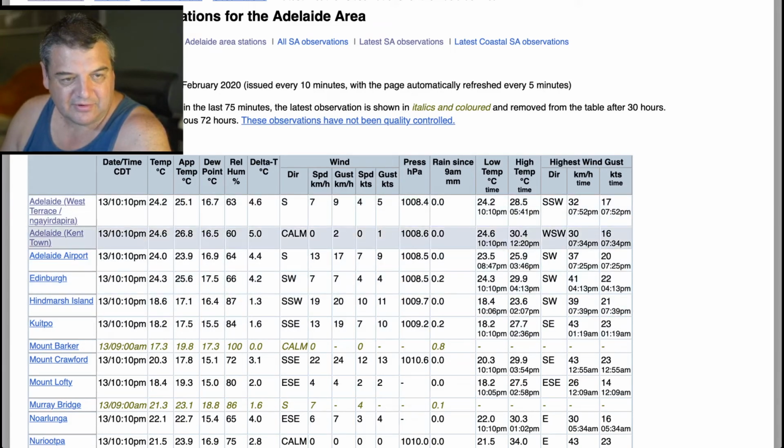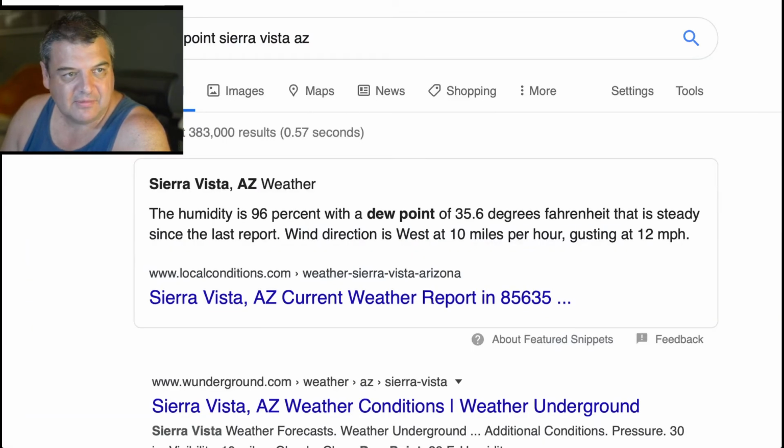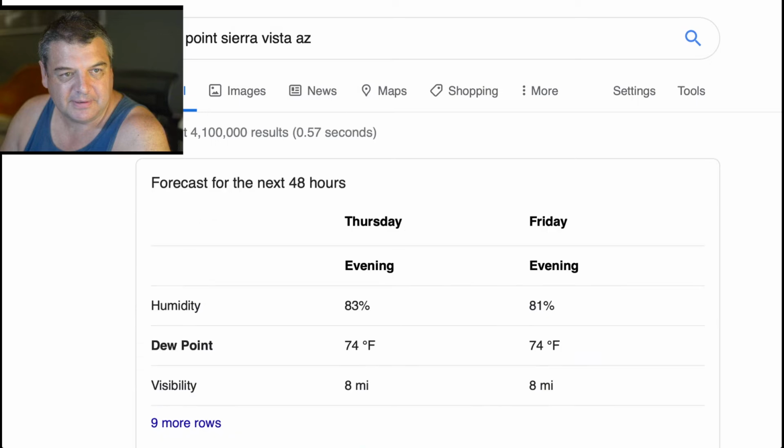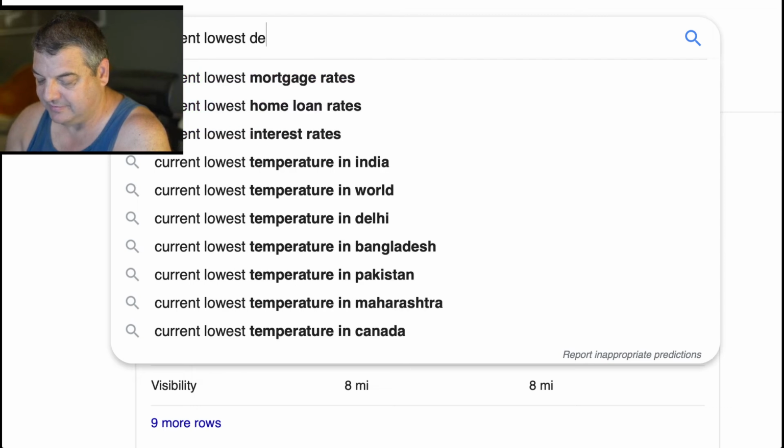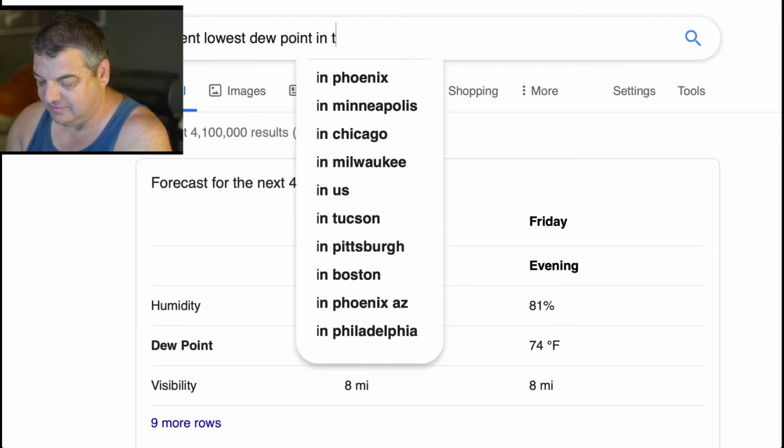So you can look through the different areas in Adelaide and see where it's going to be the most muggy, which is basically where I am. Now, Edinburgh, 17.5 degrees. Yeah. So what are we looking at here? I wanted to find one that's got a low dew point. Let's put in current lowest dew point in the world.